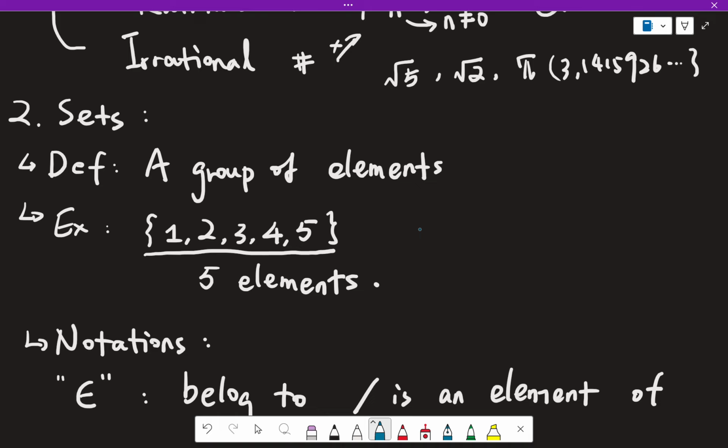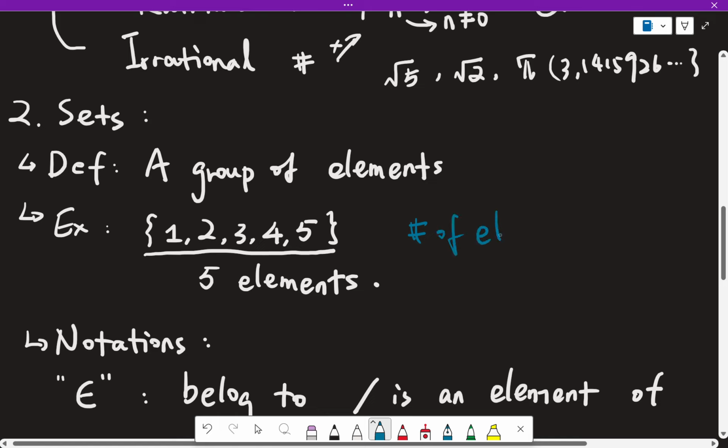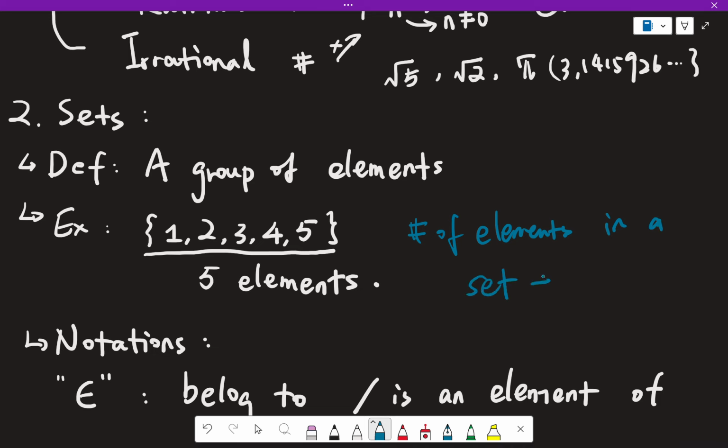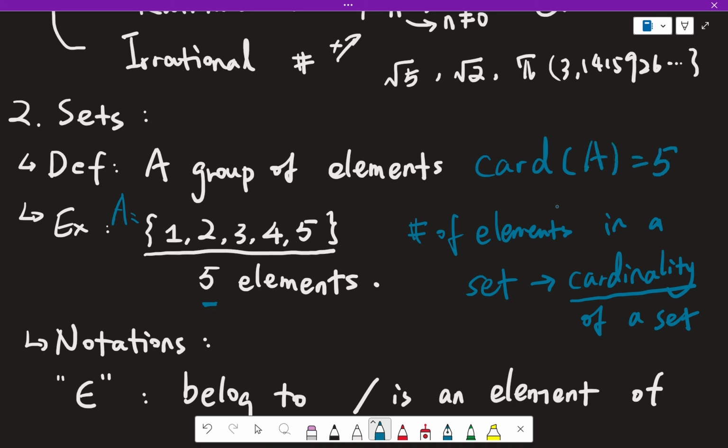Another thing I would like to mention here is that the number of elements in a set is also called the cardinality of a set. This cardinality just means how many elements there are in a set. In this case, there are 5. So if I say set A equals this set, we can say the cardinality of A equals 5.